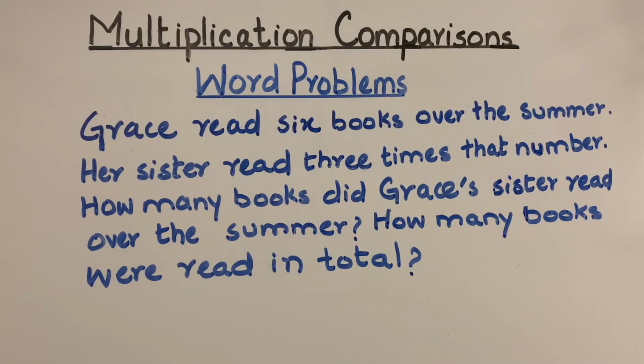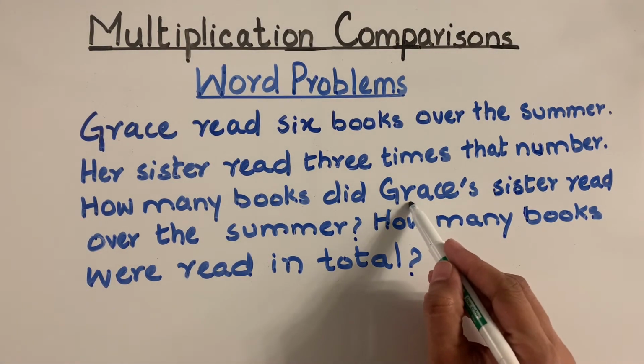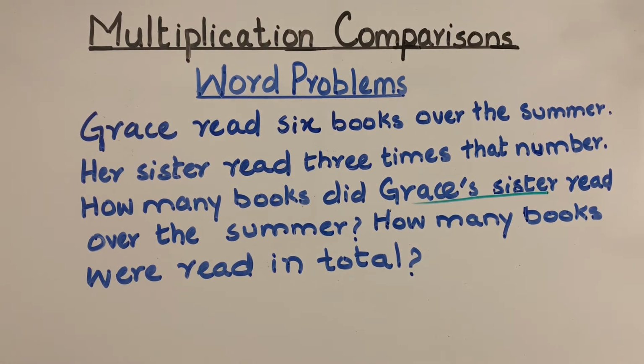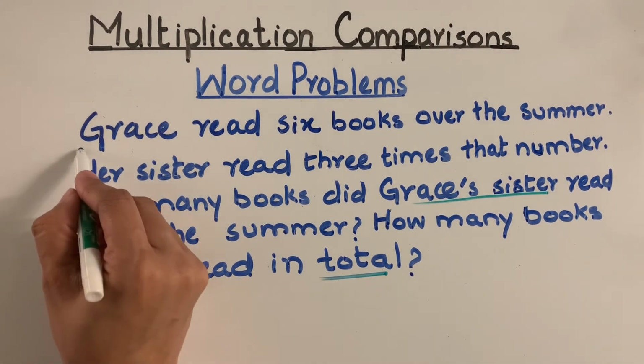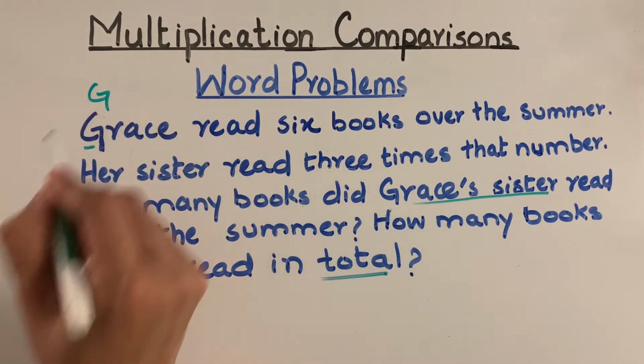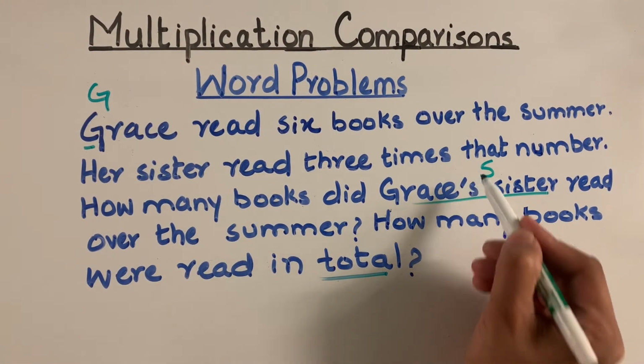Let's have another problem. Grace read 6 books over the summer. Her sister read 3 times that number. How many books did Grace's sister read over the summer? How many books were read in total? In this question, we have to find 2 things: how many books Grace's sister read and how many books were read in total. I'm going to use G for Grace and S for Grace's sister.